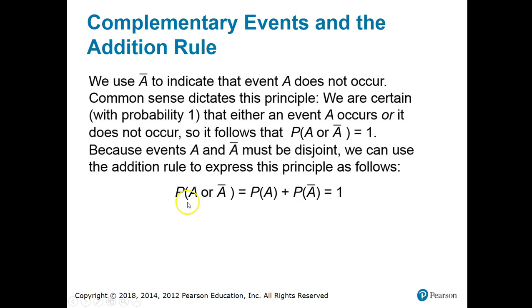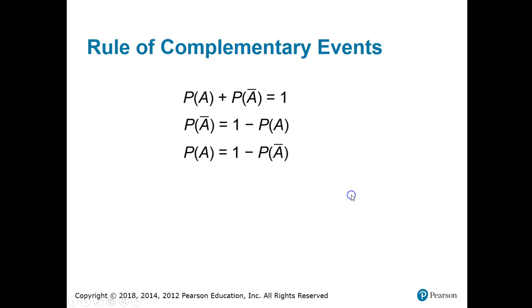But that makes sense. You either are or you're not. You're with us or you're against us. And that's 1. Everyone's that way. Probability of A plus probability of A bar is equal to 1. Probability of A bar is equal to 1 minus probability of A. Or probability of A is equal to 1 minus probability of A bar.